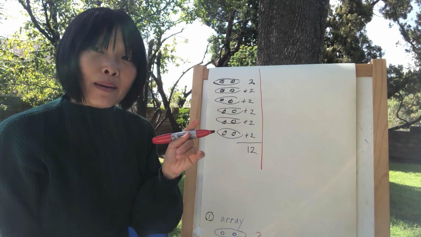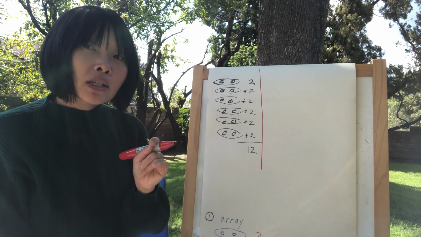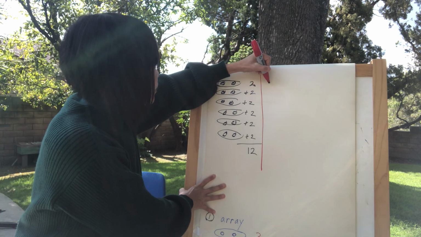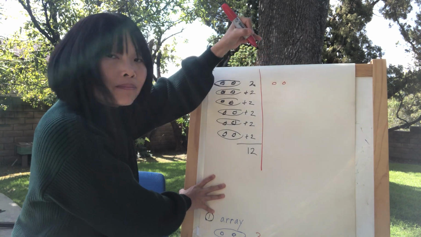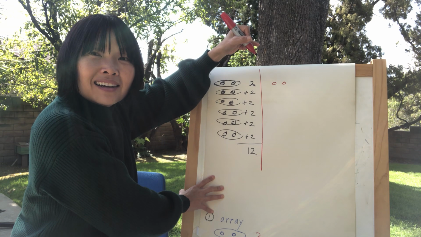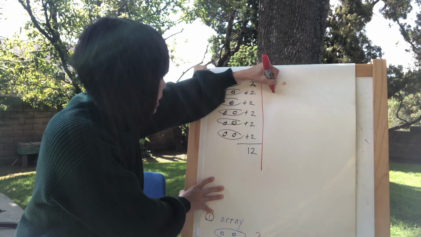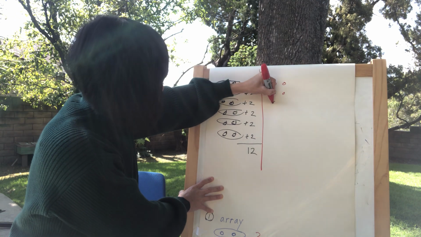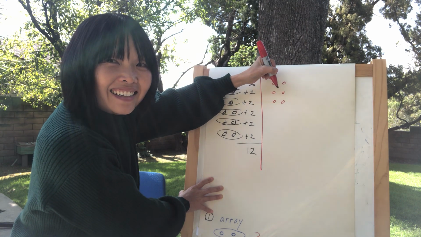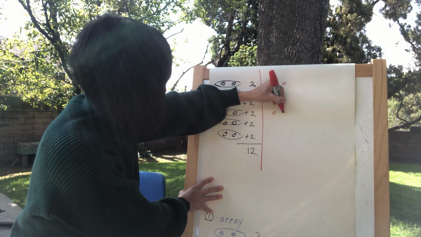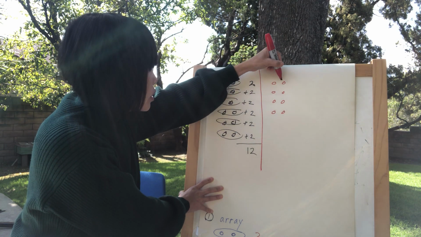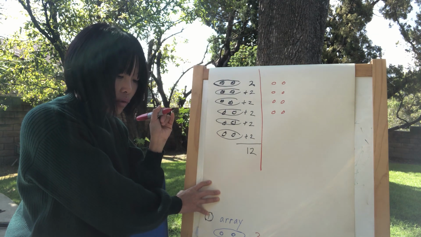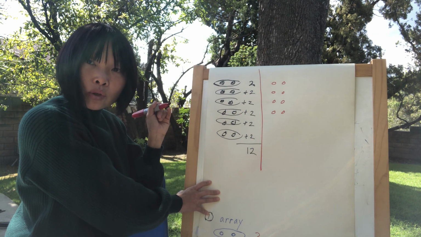All right, this time I want you to draw with me. Draw the array with me. Okay? Here's the first group, 2 circles. The next group right below. The next group. Do you see the pattern? How many in each group? There's 2. Okay, and I want you to go ahead and draw 8 groups.